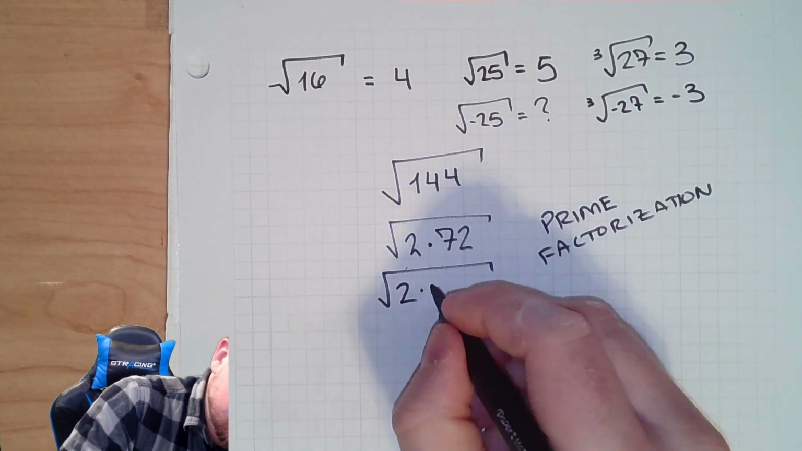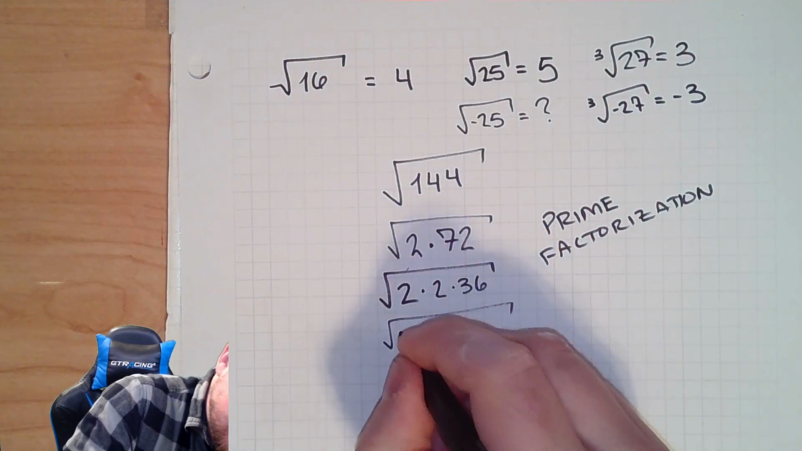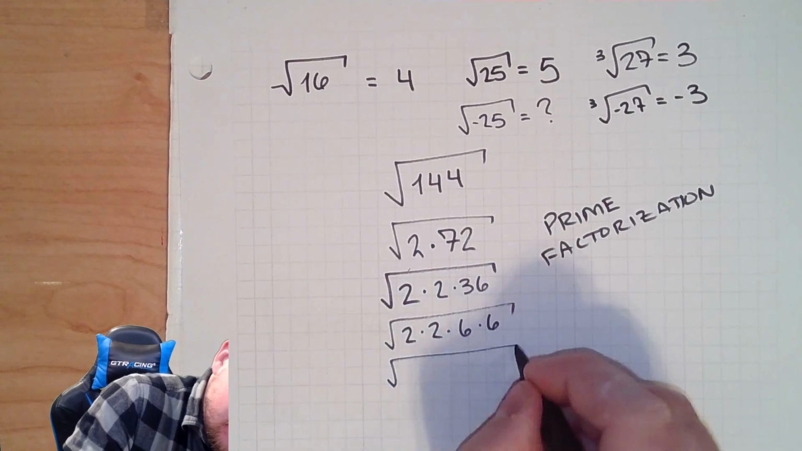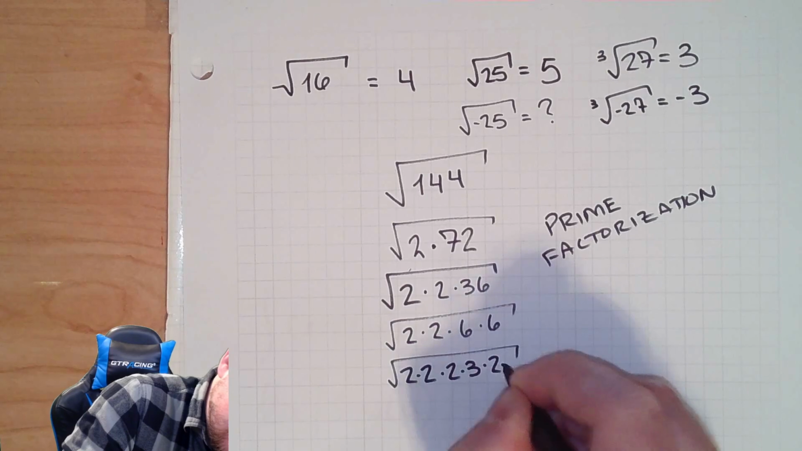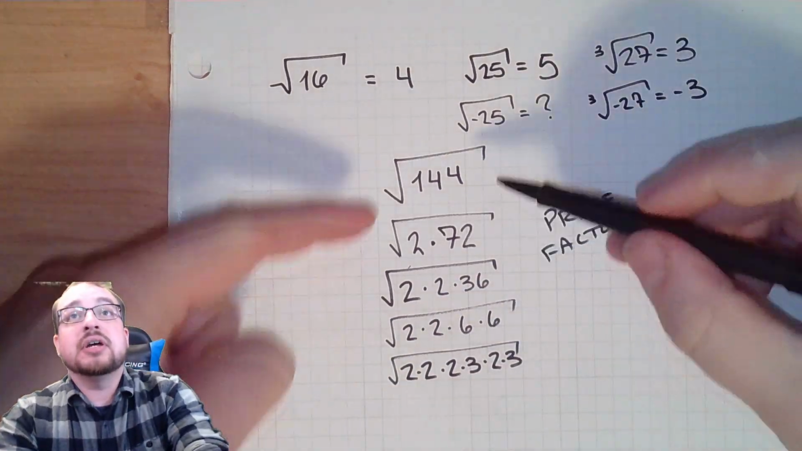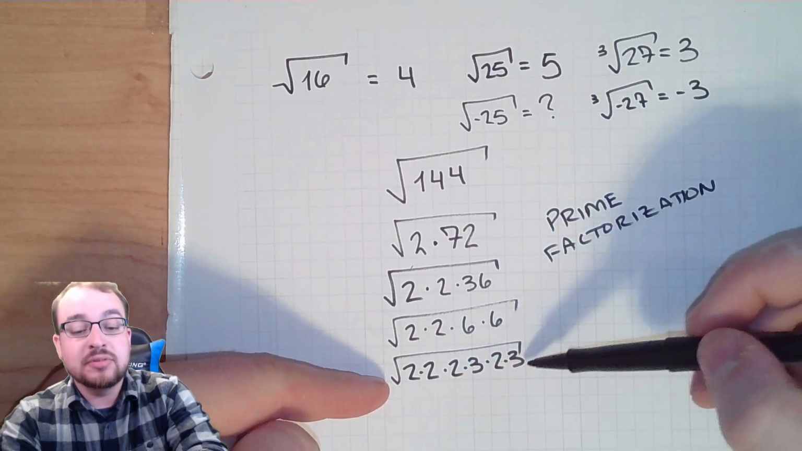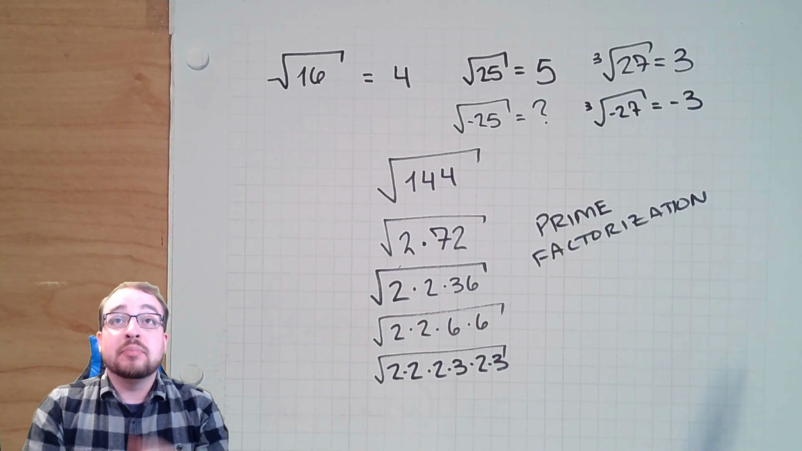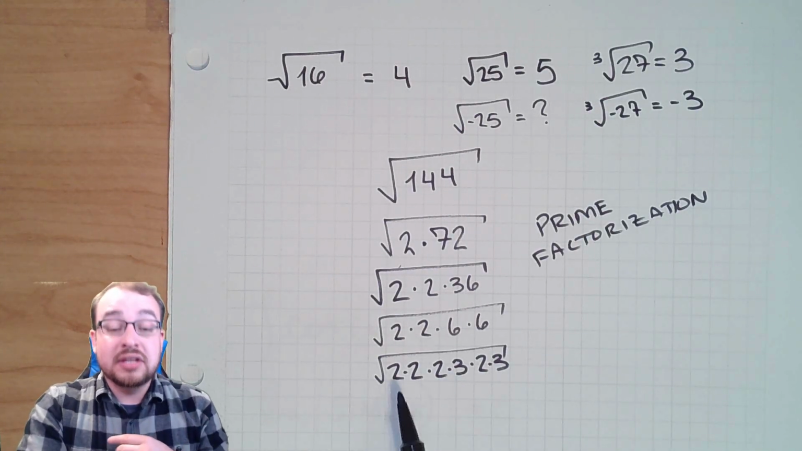I can rewrite 72 as 2 times 36. And by now, you might notice that I can rewrite 36 as 6 times 6. And I can rewrite 6's as 2 times 3 and 2 times 3. So this is all the same number. This is 2 times 2 times 2 times 3 times 2 times 3 is 144. And I can't break it down any further because it's made up of prime numbers, numbers that only have factors of 1 and themselves.